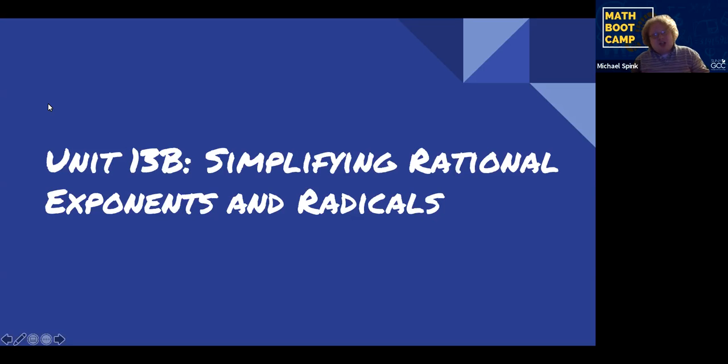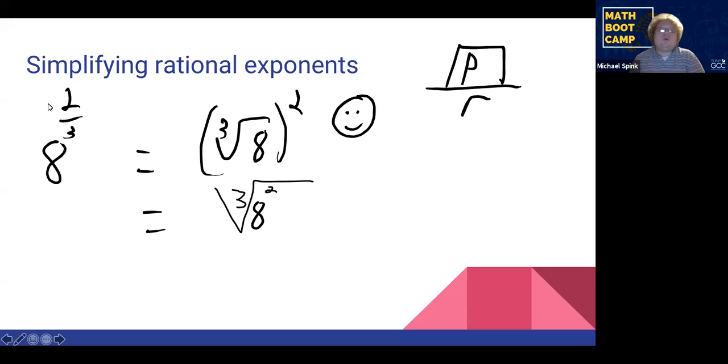When we think of rational exponents, the word "ration" should bring to mind a fraction. It's a certain piece, a certain part of a whole. When we're looking at rational exponents, you see here 8 to the 2/3. Think of rational exponents like skyscrapers.